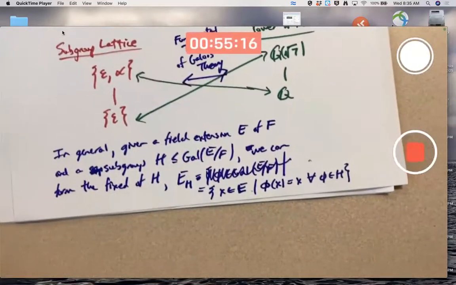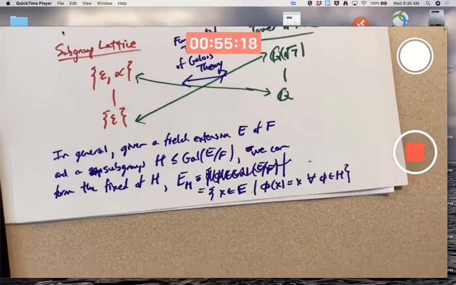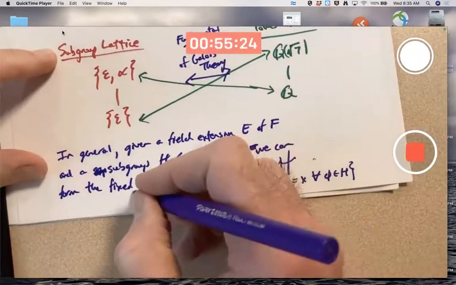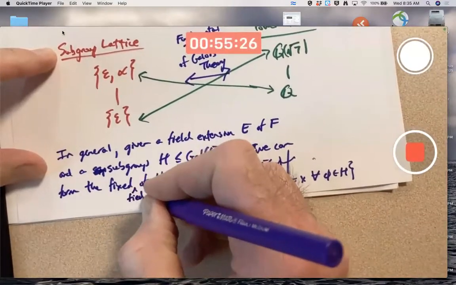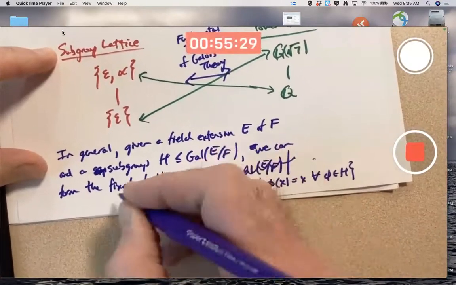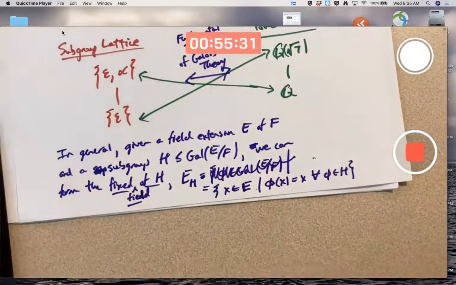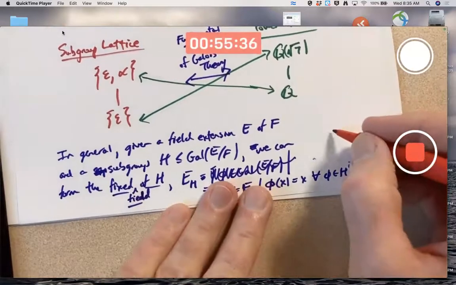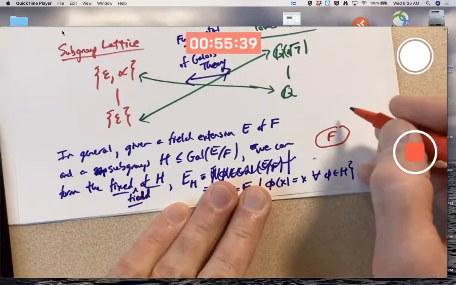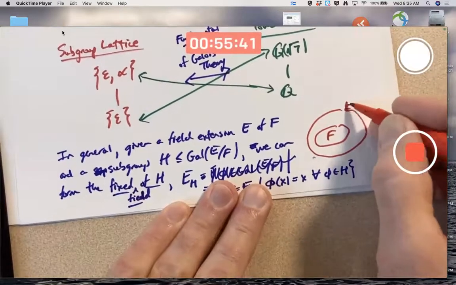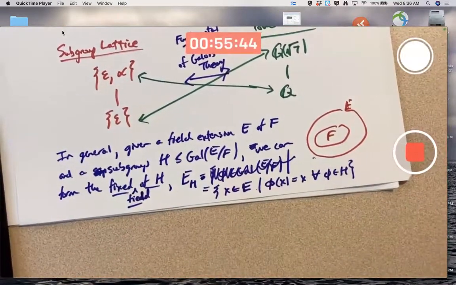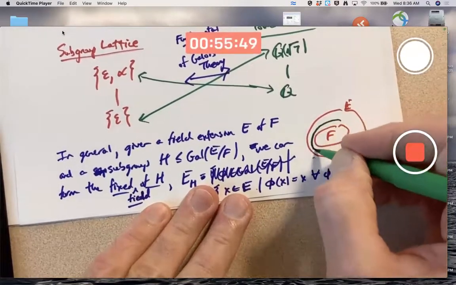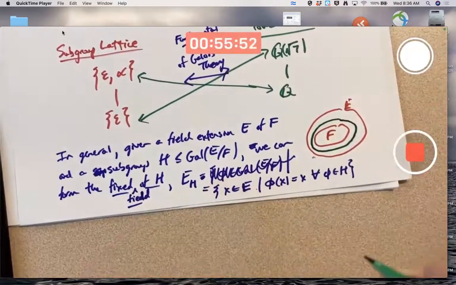That's the general idea of a fixed field. I forgot the word field here. Fixed field of H. Venn diagram. Here's F. Here's E. The fixed field of H in general is going to be a field extension of F that's also a subfield of E.